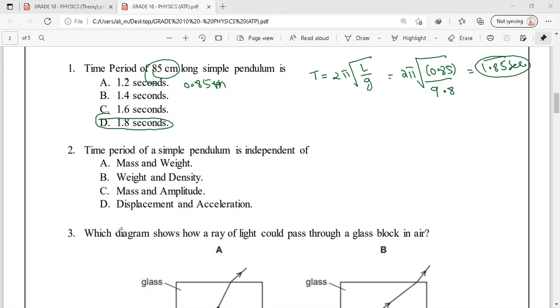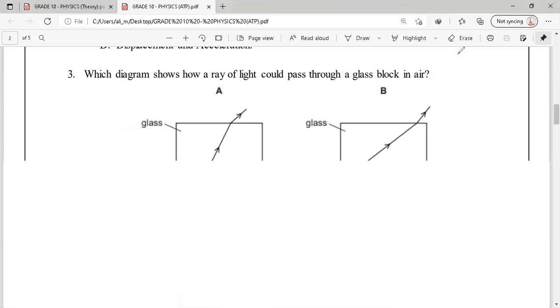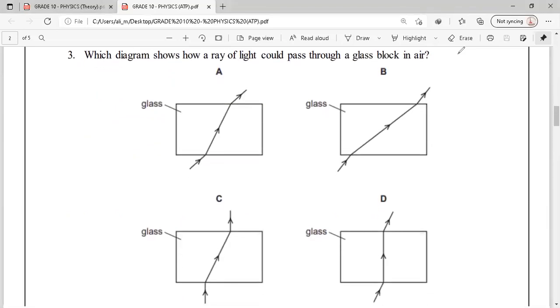Next, we have question number 2. Time period of the pendulum is independent of which of the following quantities? So the correct answer is option C, that time period is independent of mass and time period is independent of the amplitude of the vibrating body. Option C is the right answer. Let's come to our question number 3.